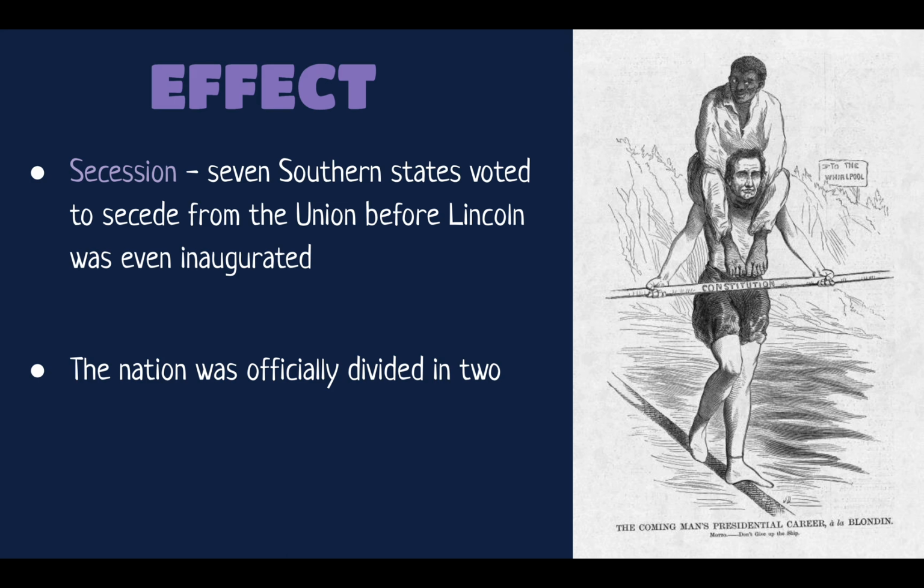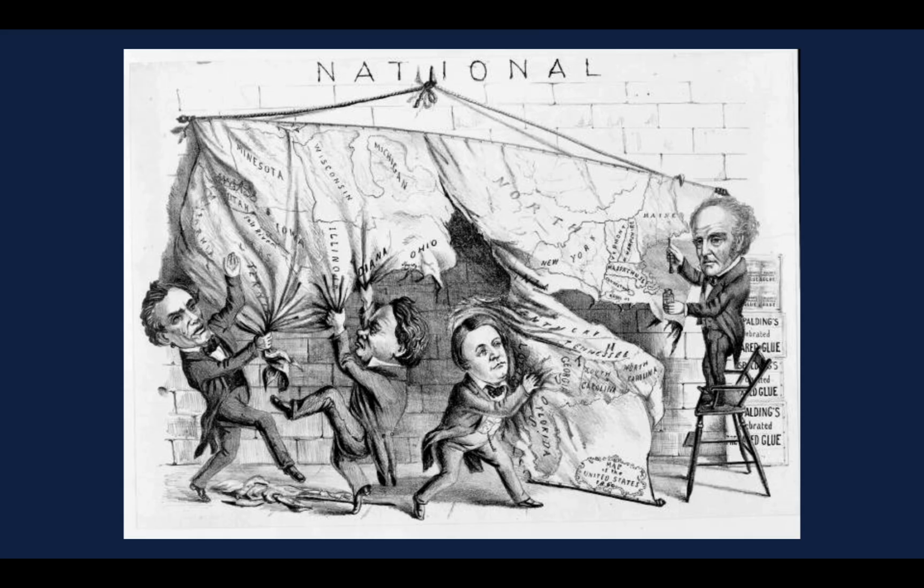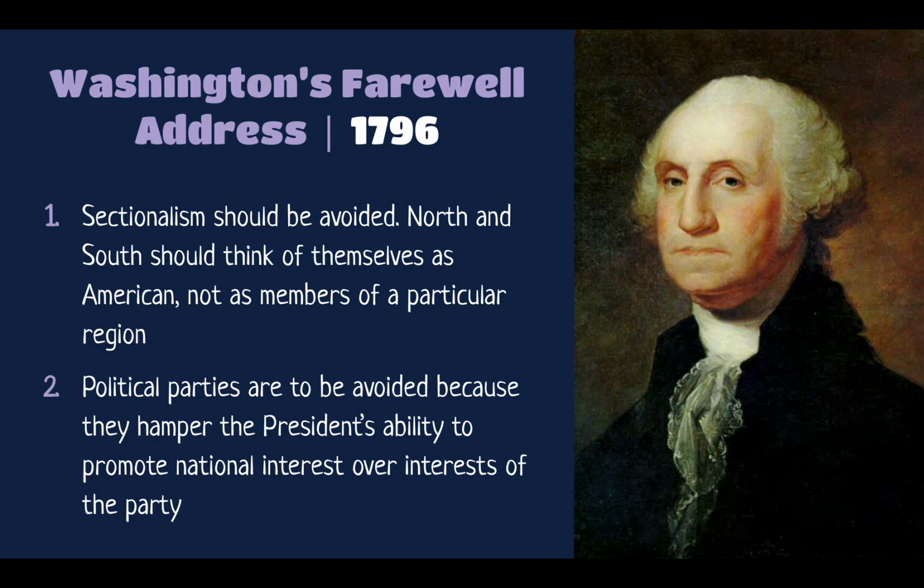So 7 states in the South, led by South Carolina, seceded from the Union, meaning they quit the country, they left the United States before Lincoln was even inaugurated as president in March of 1861. And ultimately, the nation has been divided in two. And we are going to see the formation of the Confederate States of America and the coming of the American Civil War. This political cartoon, which you will analyze, shows this fighting between the 4 candidates trying to grab territory in the United States. And we'll leave with Washington's farewell address in 1796.